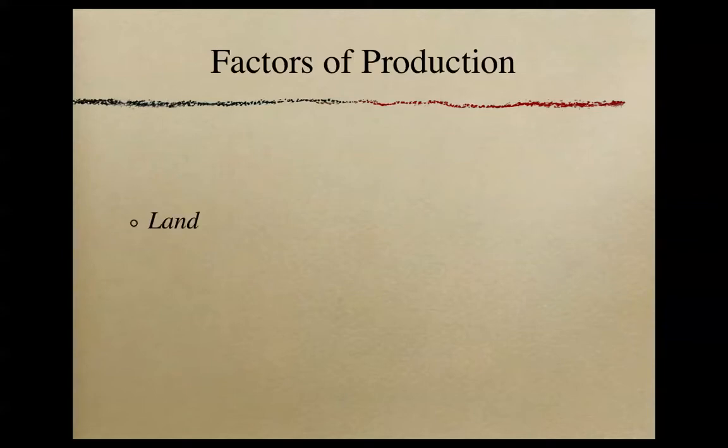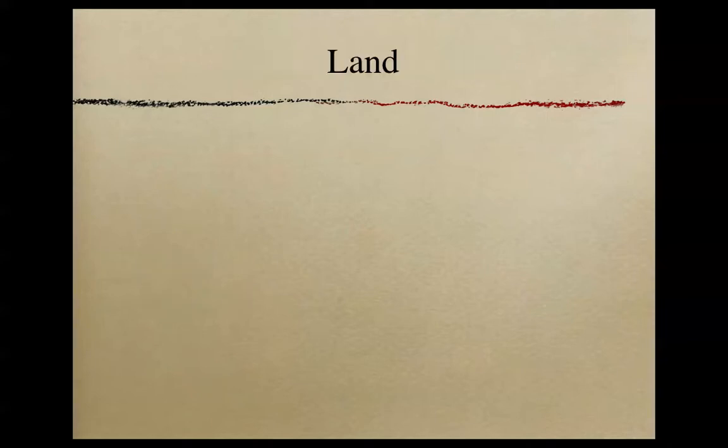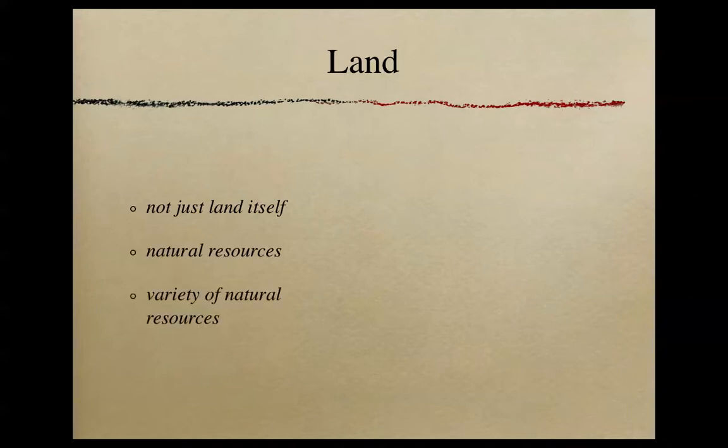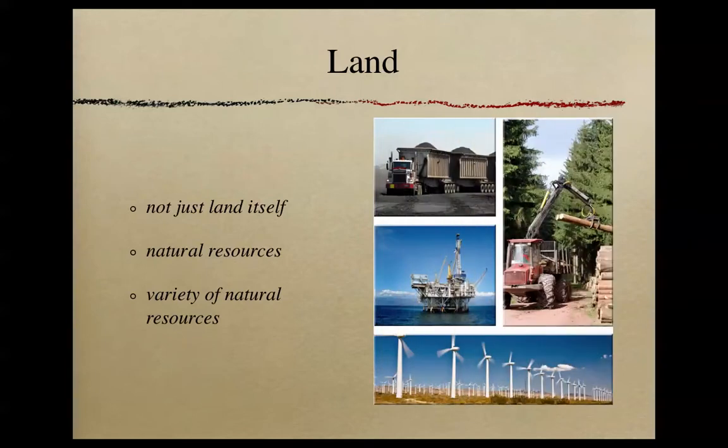Factors of production. What are the factors of production? Well, there's land, labor, capital. Land. We're not just talking about land itself. We're talking about natural resources, a variety of natural resources. Here are a few of them in this picture. As you can see, there's coal, there's timber, right? Wind energy, okay?